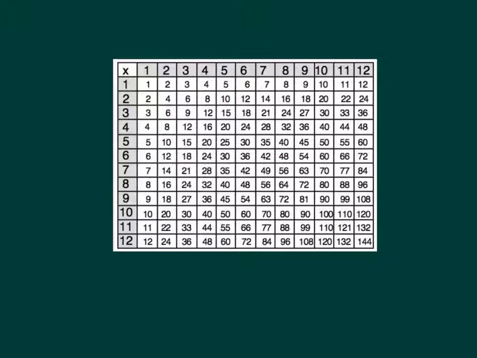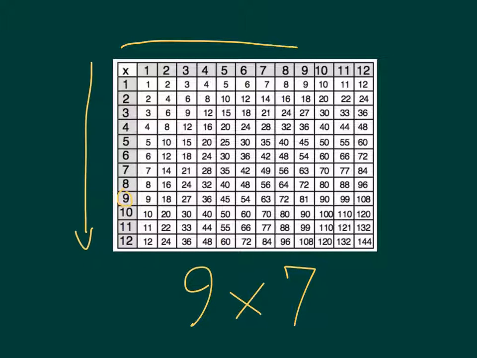Let's do another example. I want to figure out 9 times 7. Well, along one side I'll find my 9. There it is. And up here along the top I'll find my 7. And now my 9 travels along this path. And my 7 travels along this path. And where do they meet? They meet at the 63. And that means 9 times 7 equals 63.